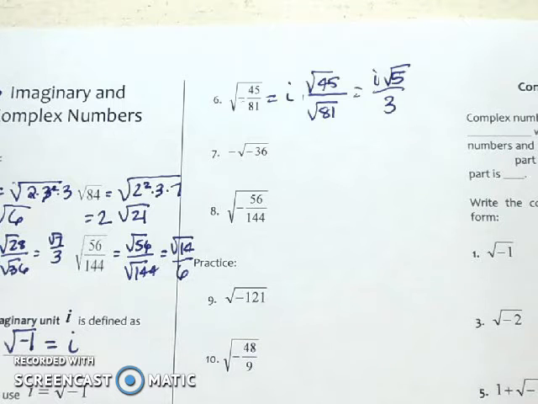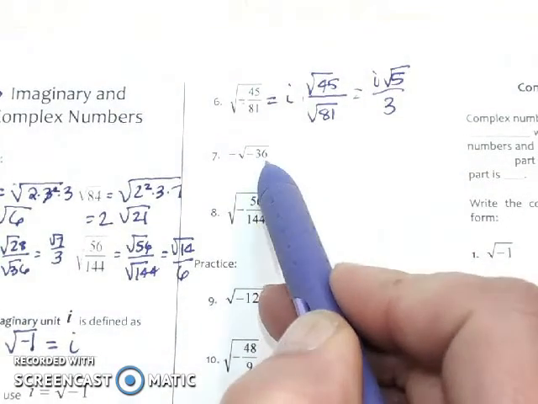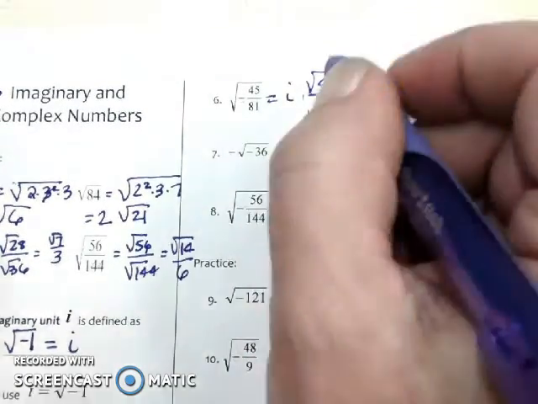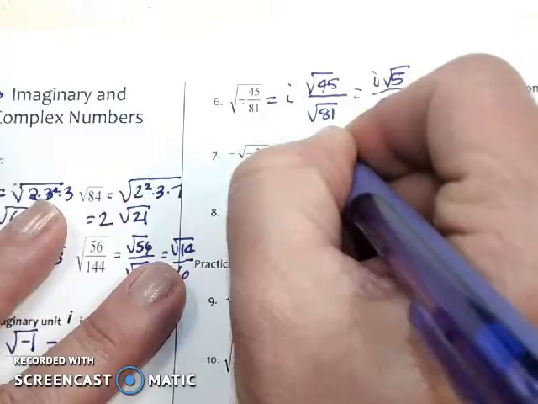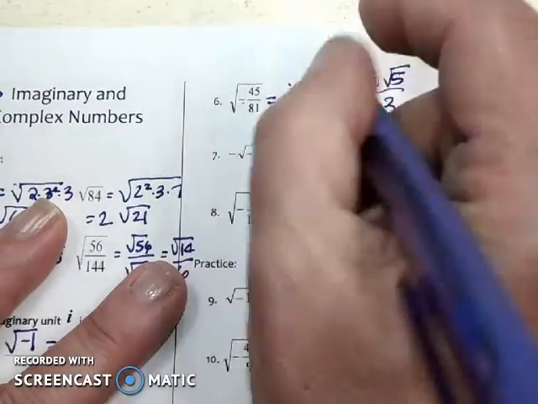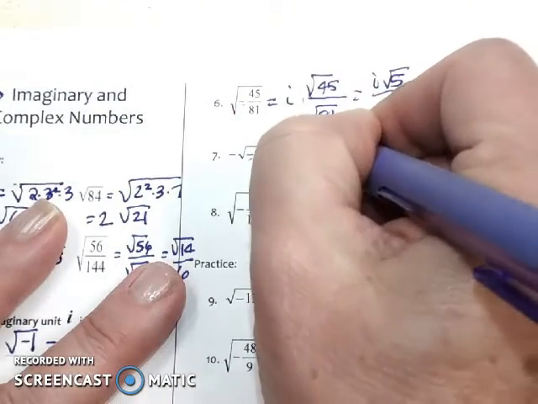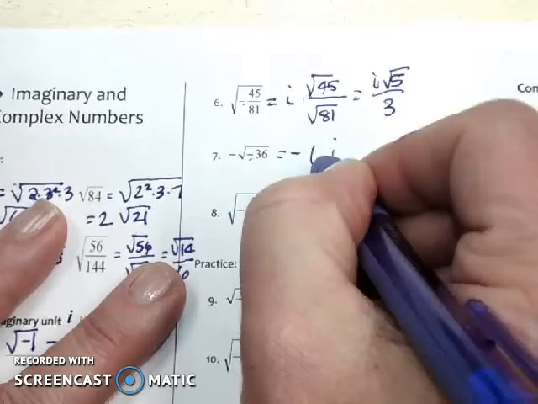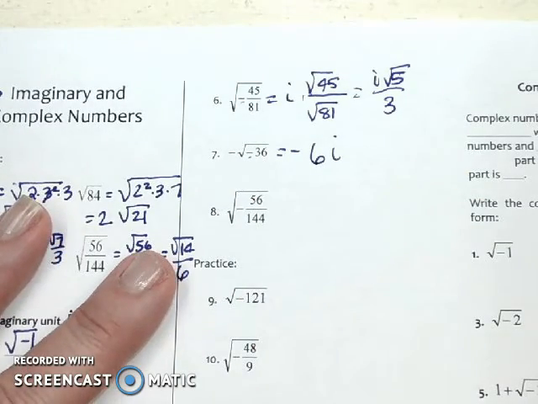Don't let the calculator be a crutch and do things for you that you can do for yourself. You know the square root of 36 is 6. And so if I've got a negative out front, it stays there. I pull out the I for the negative under the radical, and the square root of 36 is 6. And that's your answer. That's it.